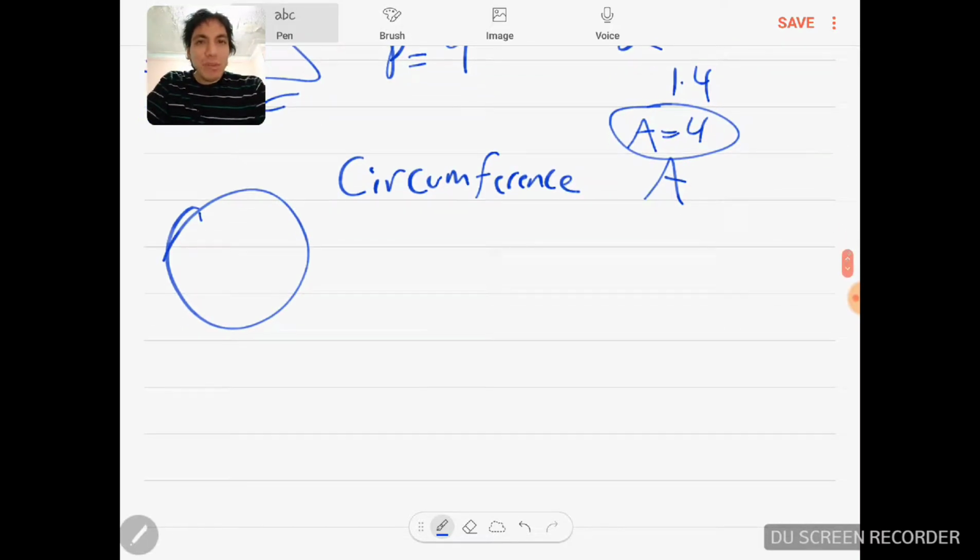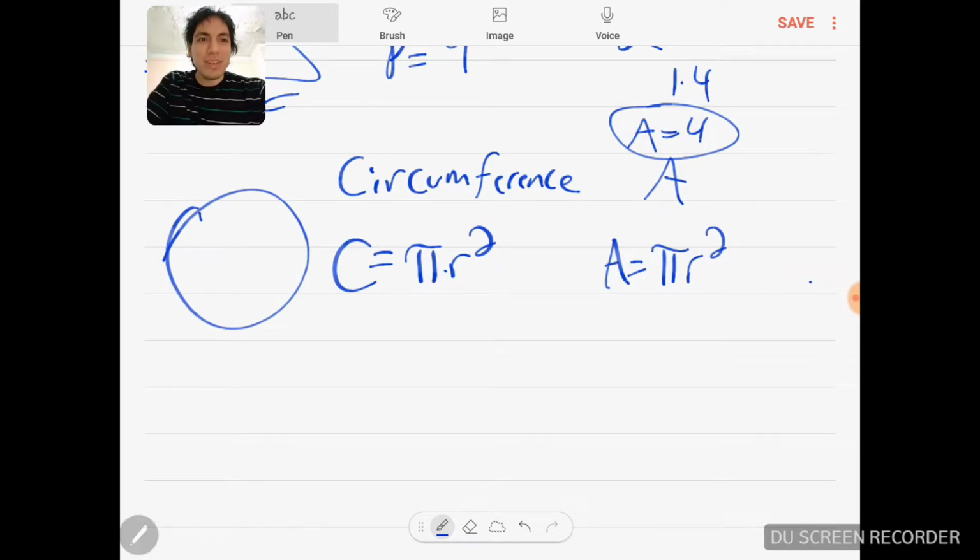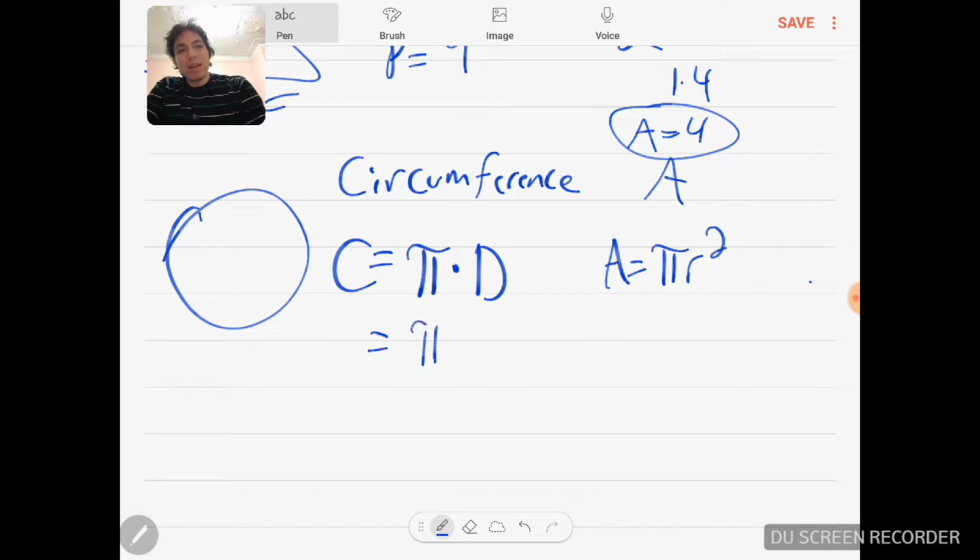You know, what's the formula for that anyway? Some people might say pi times r squared, and I tell you no. That's the area. You're thinking the area again. Whoops, sorry, guys. The circumference actually depends on what you're given. It could be pi times the diameter, or it could be 2 pi r.